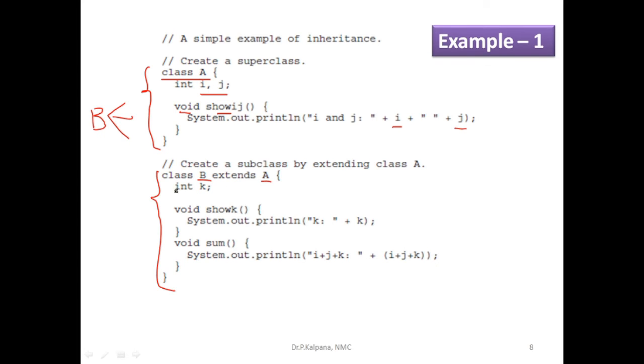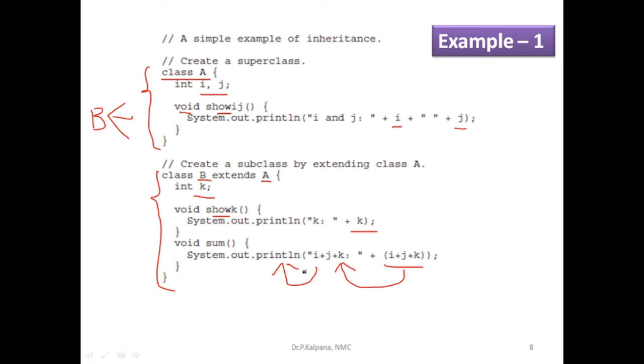Okay, so look at the components inside the class. This contains one instance variable, that is k. And I have introduced one method, showk, used for printing the value of k with appropriate formatting. And one more method has been introduced, that is sum. The sum function is used to find the summation of i, j and k. So look at this, i plus j plus k is computed and it will be printed with appropriate format using System.out.println. That's all about the subclass.